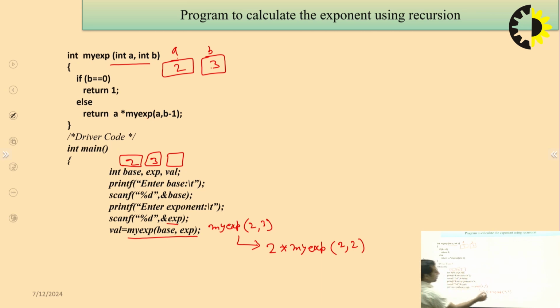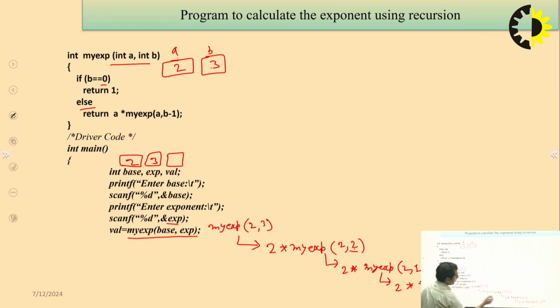Now again the value of b is 2. Compared with the base case, it is false, so return 2 into my exp, where b decrements by 1, that is 1. Again a recursive call will be generated because the base case is false: 2 into my exp, and b decrements by 1, that is 0.